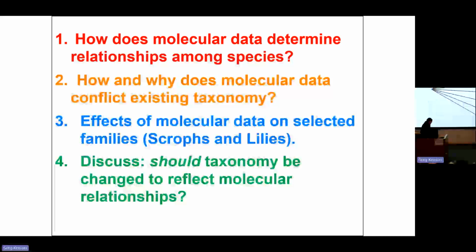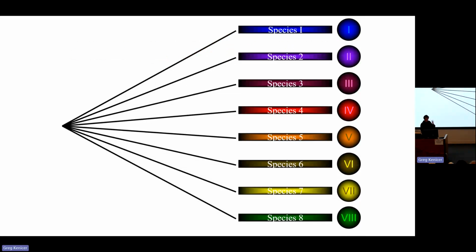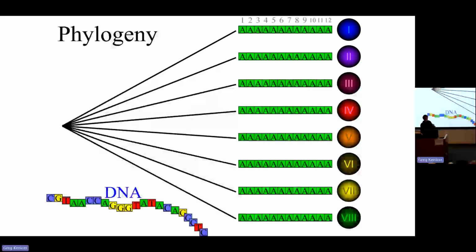Okay, so molecular data. It's both complicated and simple. The actual analysis can be very complicated. You can be looking at thousands and thousands of characters across countless individuals. So I've simplified this almost, but not quite, to destruction. I'm just going to ask you to imagine a hypothetical group of 8 species.